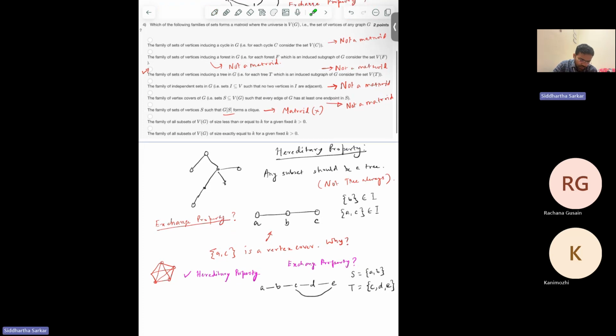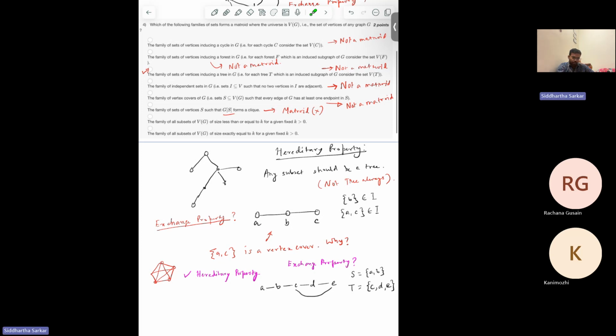Now we are going to look at the family of all subsets of VG of size less than or equal to k for a given fixed k greater than or equal to 0. The family of all subsets of the vertex set of size less than or equal to k. The first thing to verify is whether the hereditary property is true or not.